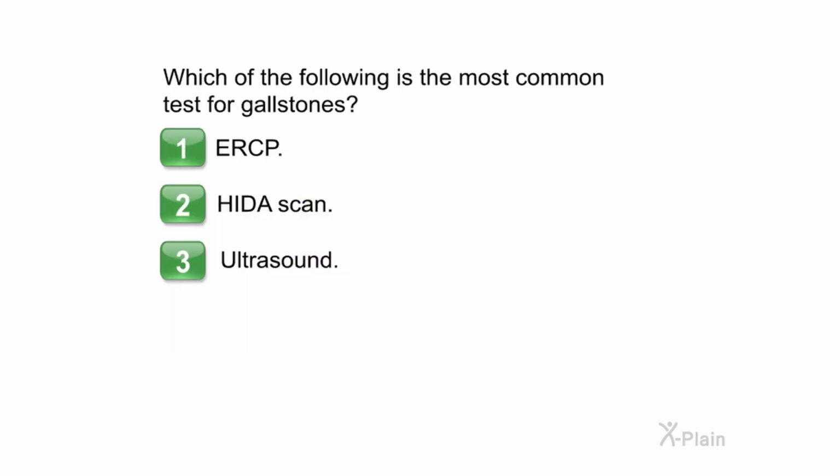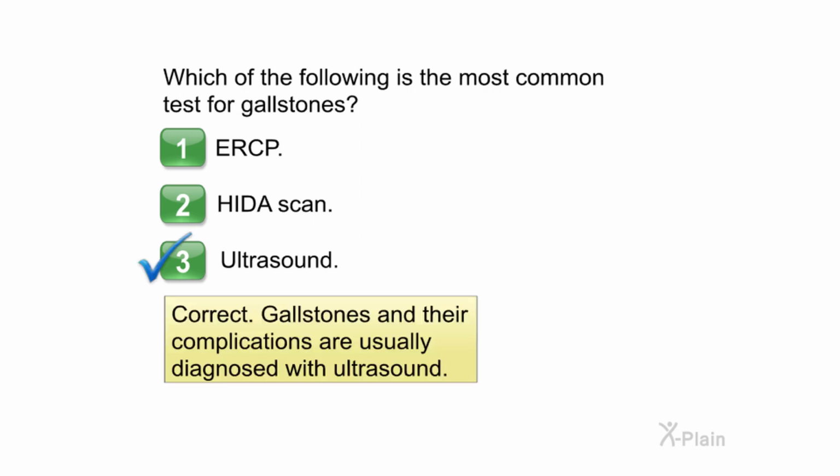Which of the following is the most common test for gallstones? Choose one of the following options. 1. ERCP. 2. Hydroscan. 3. Ultrasound. Correct. Gallstones and their complications are usually diagnosed with ultrasound.